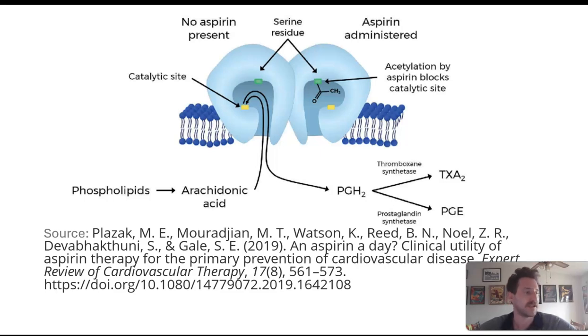So here's an illustration that shows how aspirin works. Aspirin causes acetylation, where the acetyl group blocks the catalytic site on the platelet, thus preventing chemical release of thromboxane A2 that is used to stimulate platelet aggregation. I found this image in a research article that talks about the clinical utility of using aspirin specifically in cardiovascular disease.